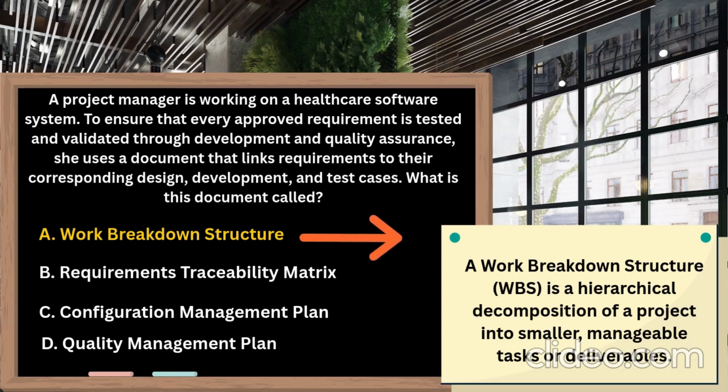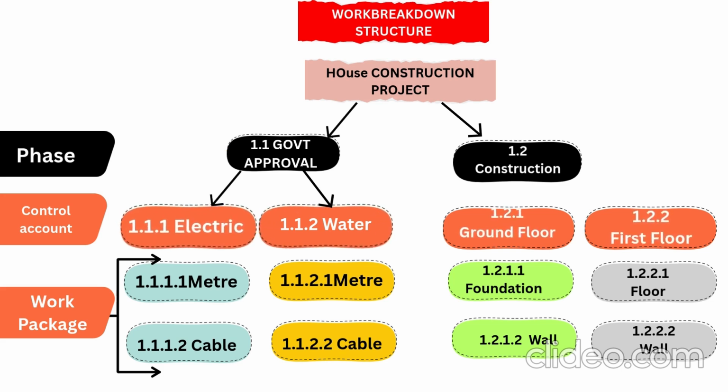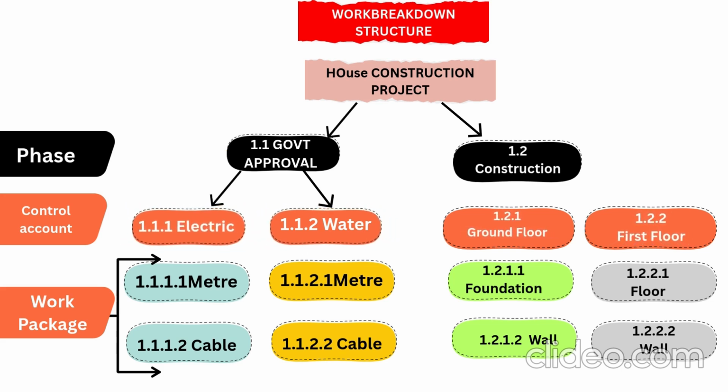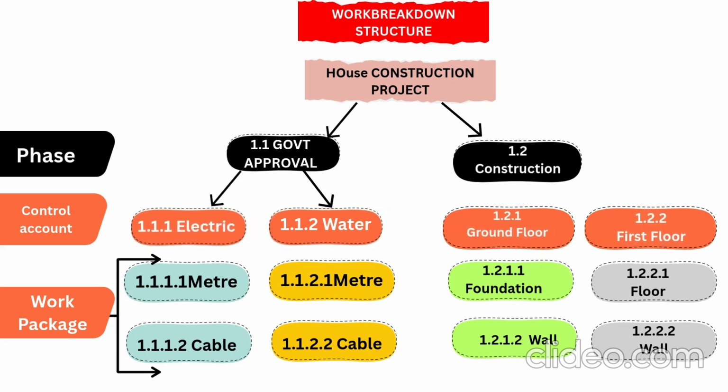The first option is work breakdown structure. A work breakdown structure is a hierarchical decomposition of a project into smaller, manageable tasks or deliverables. Here on the screen you can see a work breakdown structure of a house construction project where I have divided the project into two phases. First is government approval and second is construction. Then comes the control account, where the government approval is again divided into electric and water. Construction is divided into ground floor and first floor.